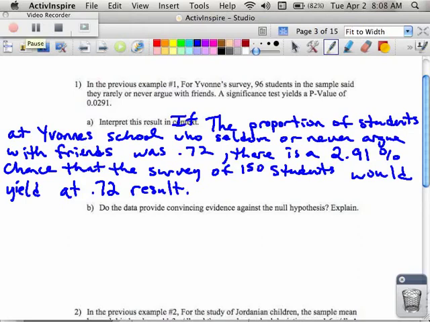As you do your survey, you see that you get a p of 0.0291, and since they don't tell us alpha, we assume it's 0.05. This tells us that the likelihood of finding 0.72 in our sample is 2.91%. Since that's less than the alpha of 0.05, which wasn't stated, we assume the claim is false, and therefore we would reject their claim that 72% of the students seldom or never argue.